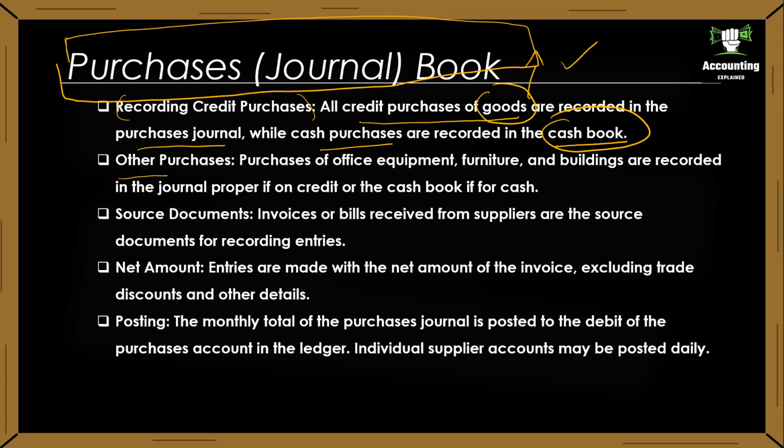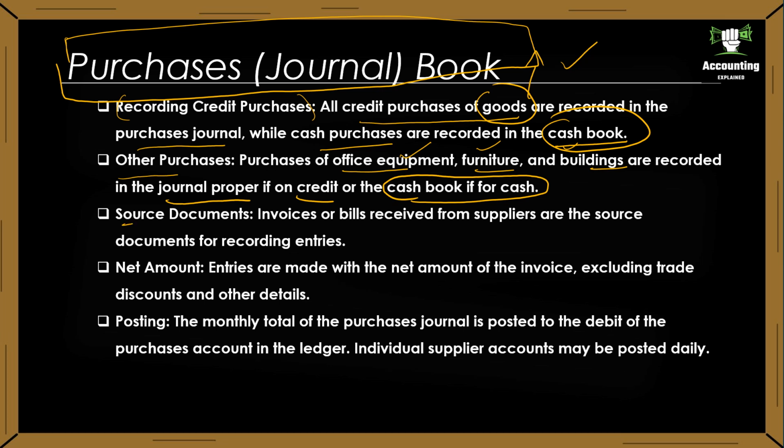Other purchases. Purchases of office equipment, furniture and buildings. What are all these things? Are they used for reselling for the business? No, they are all assets for the business. So they are recorded in the journal proper. That is, they will be normally journalized if on credit, or the cash book if for cash. If they have bought it for cash, then it will go to the cash book, or else it will be journalized.